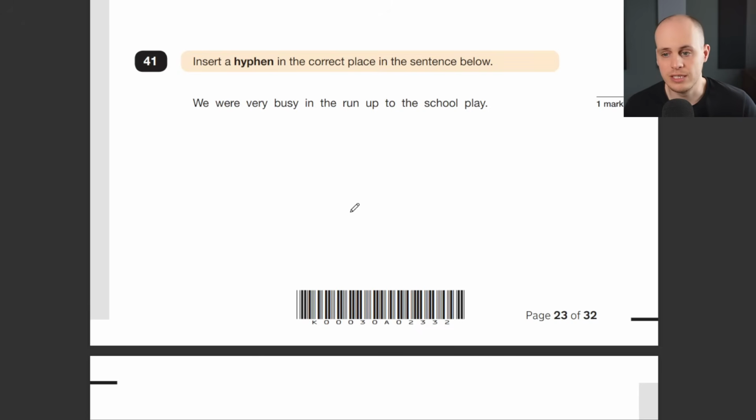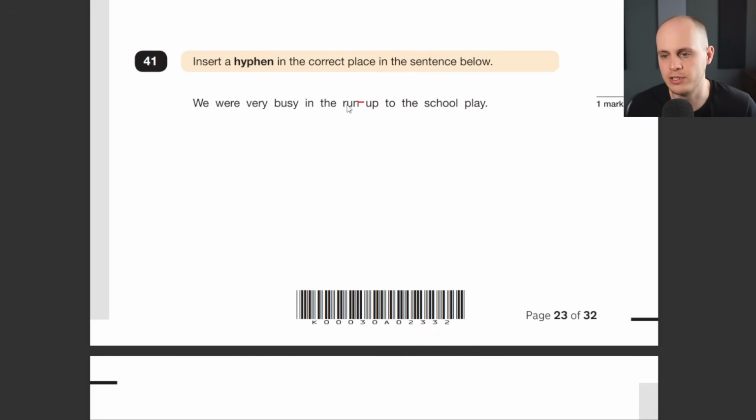Insert a hyphen into the correct place in the sentence below. Hyphens join two adjectives normally together, or nouns sometimes, to create one compound word. So we're basically saying the two words, they might have their own meaning if used separately, but we want to combine them into this one new word that has its own meaning. Let's have a look. We were very busy in the run-up to the school play. Hopefully you can see that run-up becomes one idea.